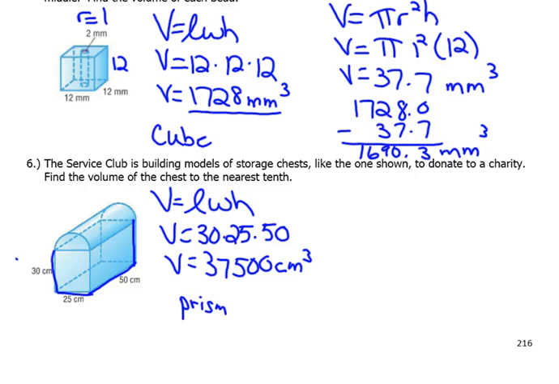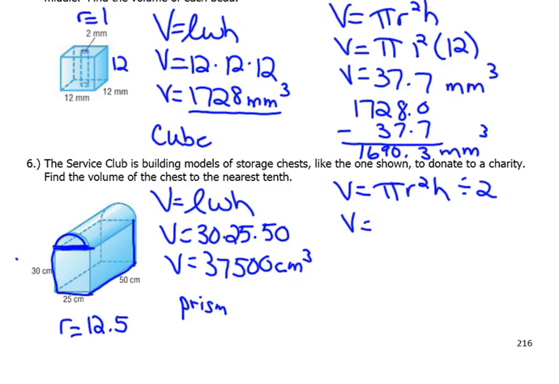Now I have to do my cylinder. My cylinder is pi r squared h. But I only have half of it, not a full cylinder, so I'm going to divide by 2 up here. I have to figure out my radius. If you look here, this is your diameter, which is the 25, which means your radius is half of that, which is 12.5. We did this all last year, that part of it anyway.